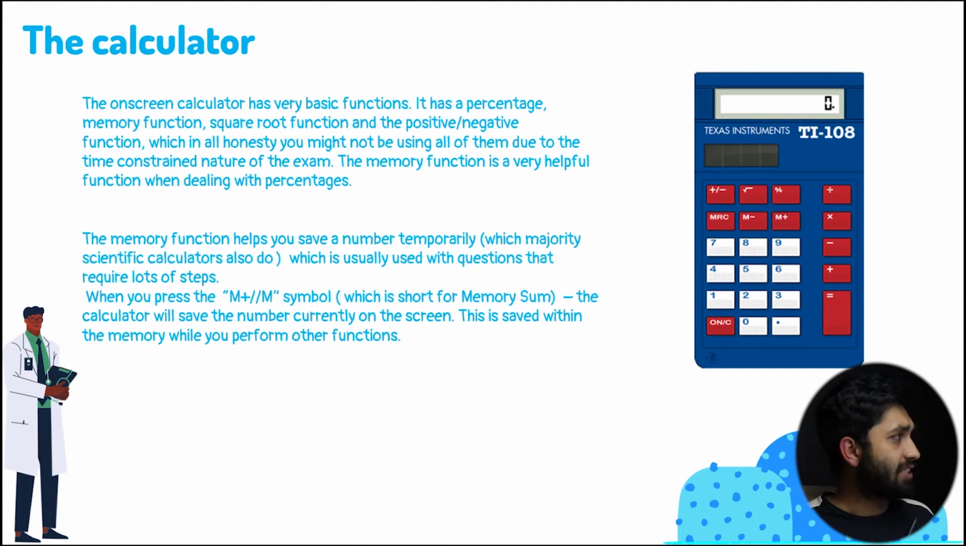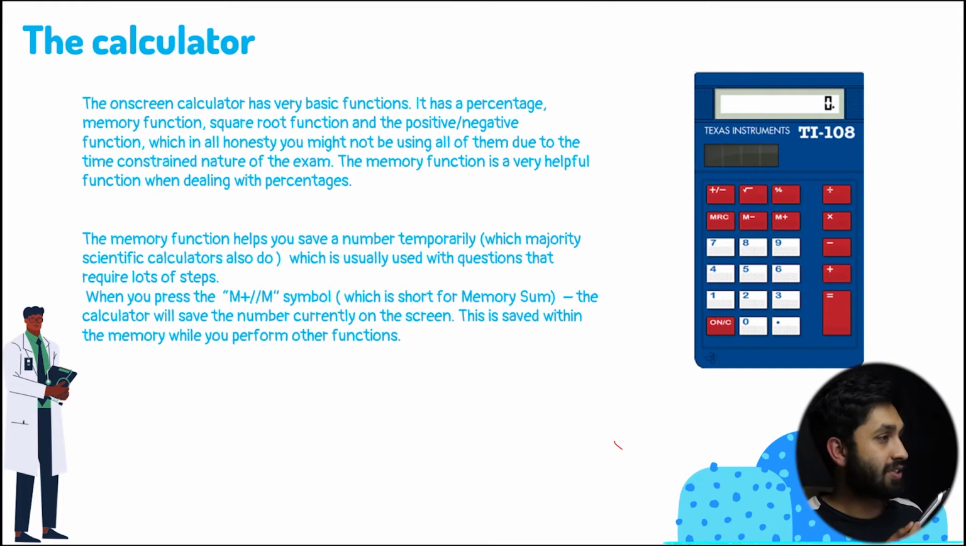Now, the on-screen calculator has very basic functions. It has a percentage function, a memory function, a square root function, and the positive negative function, which in all honesty, I didn't really use much of. Even throughout my UCAT revision practice, I didn't use these functions much. I might have used the memory recall button, but not frequently. But sometimes when doing lengthy calculations, this memory recall button does help speed things up and prevents you from forgetting any long, massive numbers.